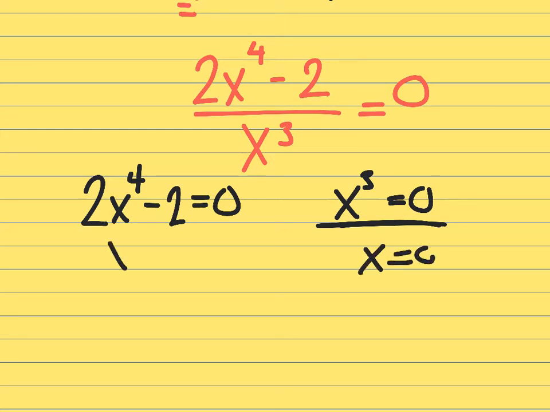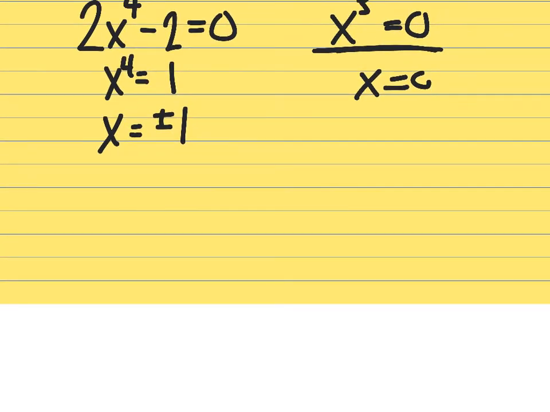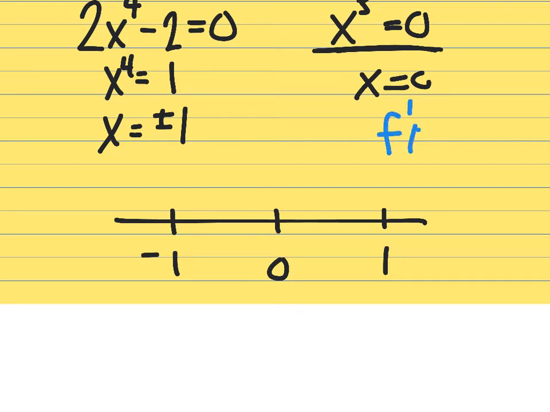Here I'm going to get x to the fourth, add over the 2, divide by 2 is 1, x equals plus or minus 1 when I take that fourth root. So now we'll just throw this on the sign chart. So in order, negative 1, 0, and 1. And I'm going to take a moment and just off to the side rewrite my f prime down so I recall what I'm plugging this into because I can't see it on my screen. So I believe I had 2x to the fourth minus 2 all over x cubed.